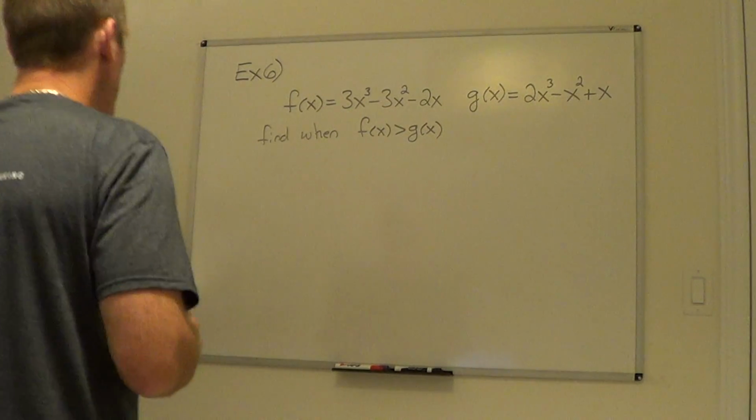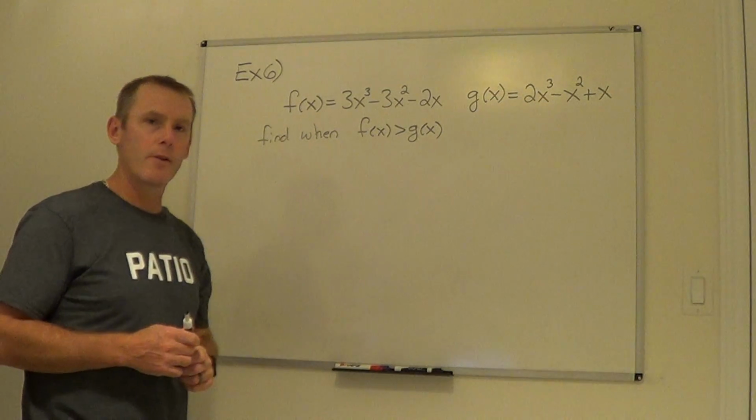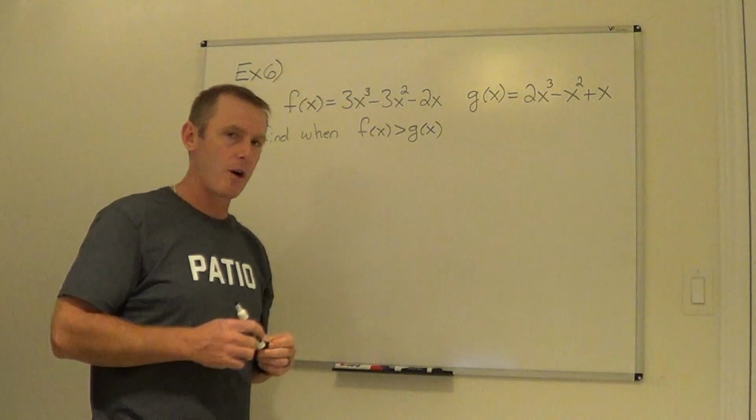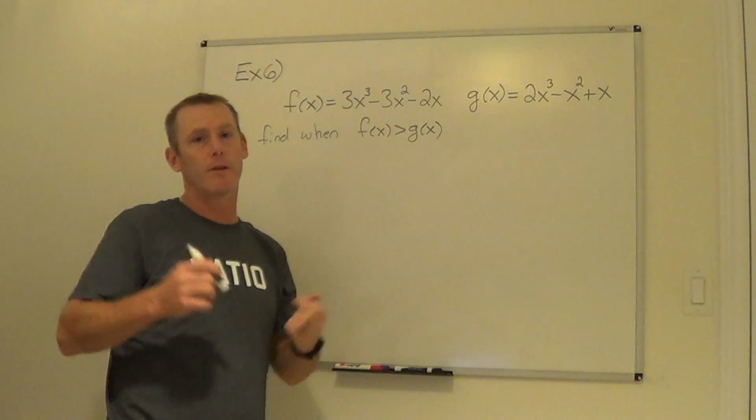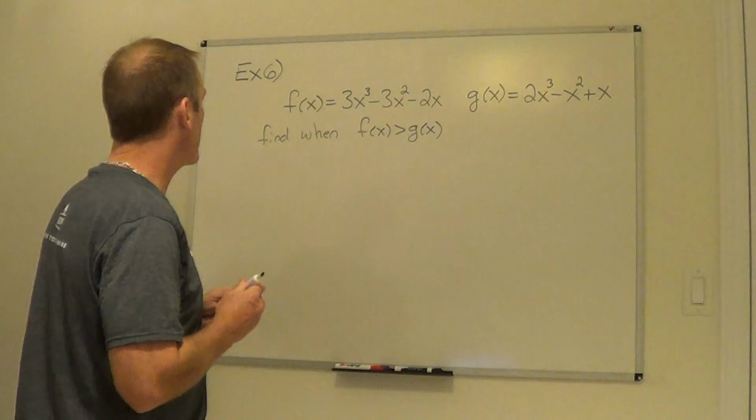Part of an example I'd like to go through is example 6 for our solving polynomial inequalities. I just want to go through the start because I don't think the note really explains it like I would in class. Alright, so we have our two functions here.